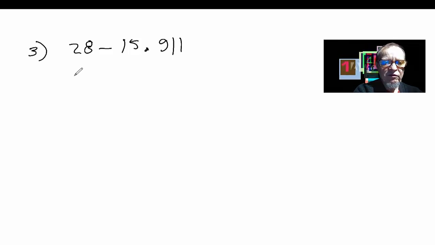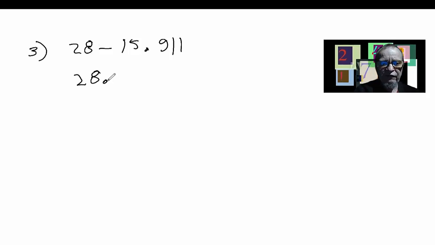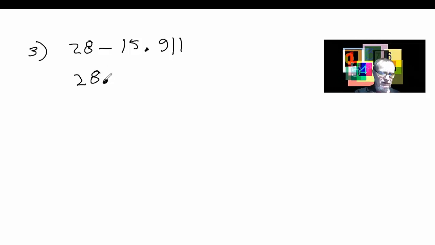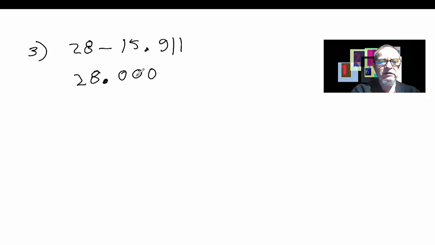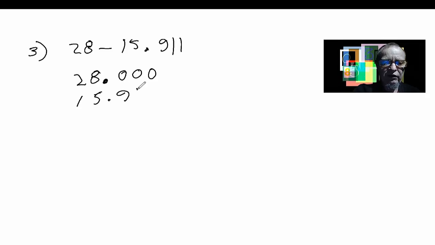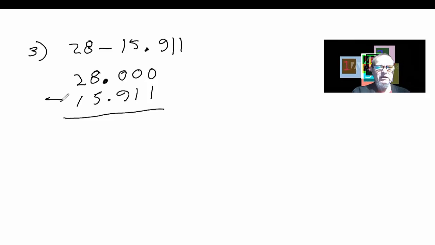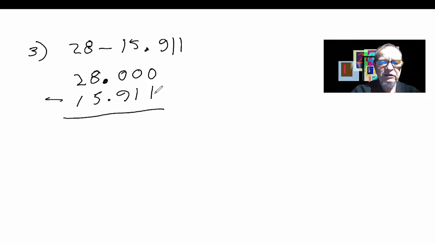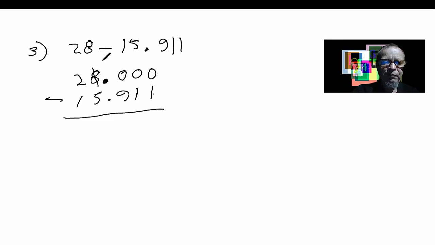As before, I put the first one on the top, but even though it doesn't have a decimal point, I will add the decimal point and put 2 zeros behind it so we know what we're subtracting from. And then we have 15.911. So we have 0 minus 1. Well, that's not possible. We can't borrow from here. We can't borrow from here. So we borrow from here.